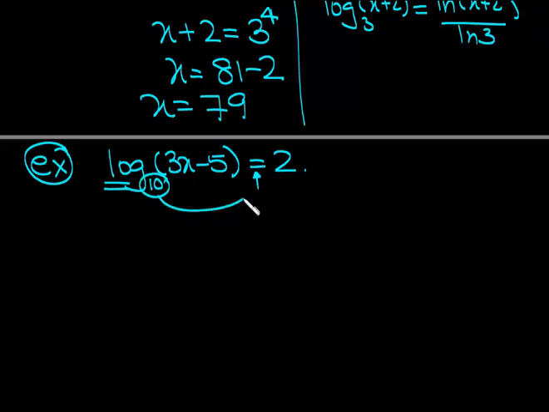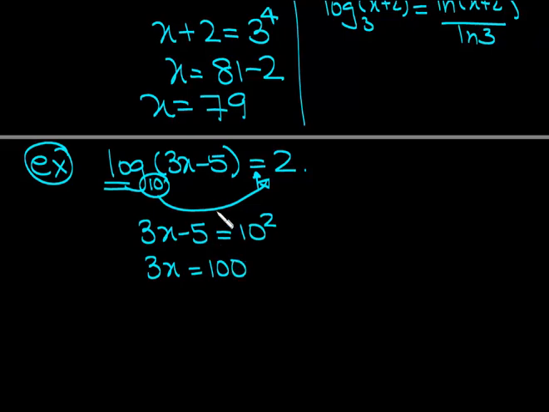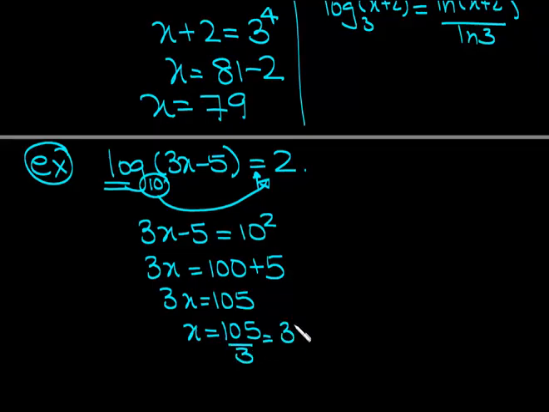We take this 10 and make it the base on this side. So we get 3x minus 5, and you drop the log on the left, you get 10 squared. So we get 3x is equal to 10 squared is 100, and you move the 5 over, so you get 105. So we get 3x is equal to 105. So x is equal to, you divide both sides by 3, so we get 35. And there's your answer. Okay, and you can always check your answers, so make sure you guys do that.